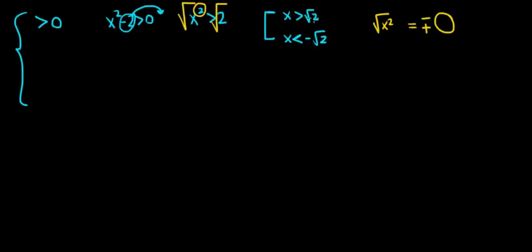So in our case, the result is positive square root of 2, and let's actually check it. If we give a value like square root of 3, square root of 3 to the power of 2 is going to be 3. Well, if square root of 3 to the power of 2 is 3, 3 is greater than 2, and that's what we want. Let's take a value less than minus square root of 2. Let's say minus square root of 3. Well, minus square root of 3 to the power of 2 is also 3, and 3 is greater than 2.